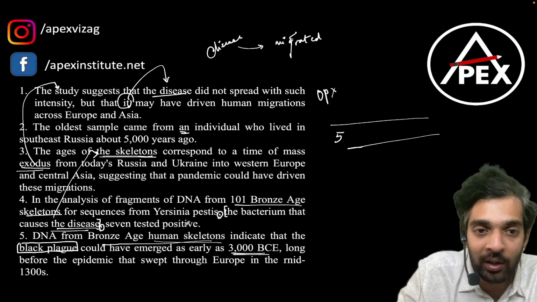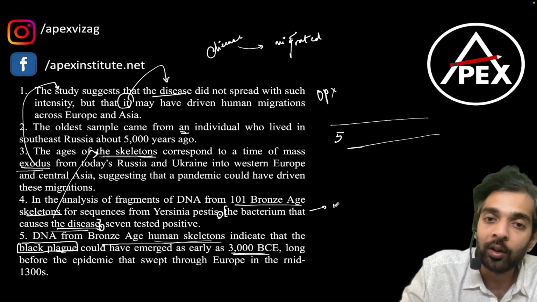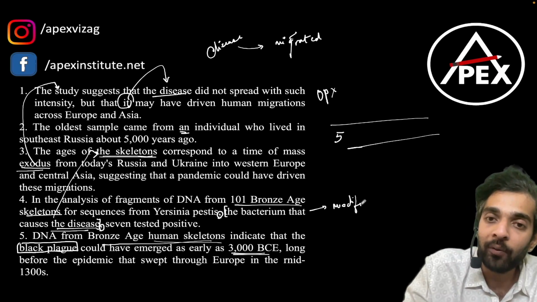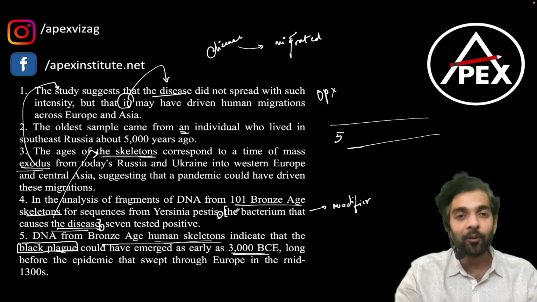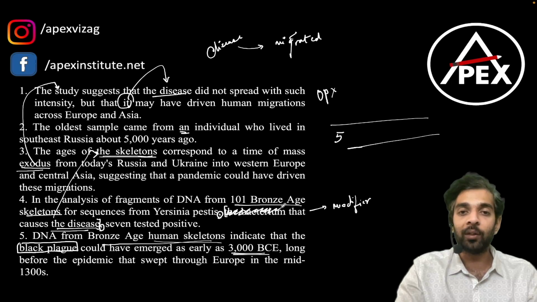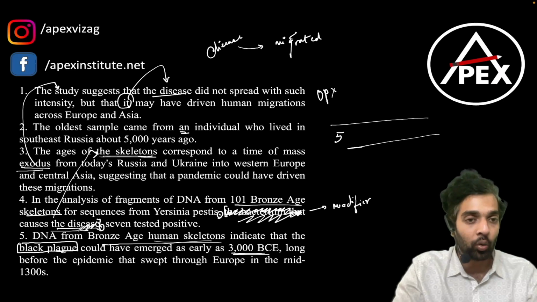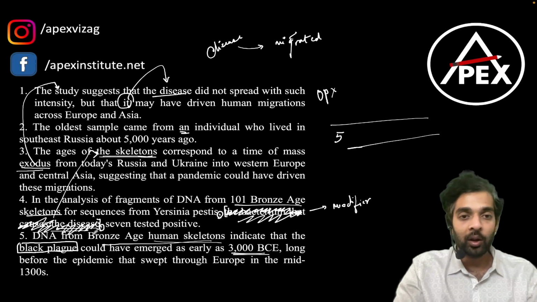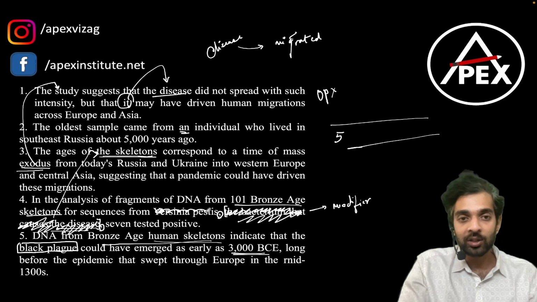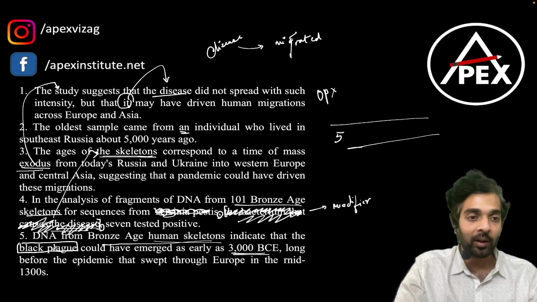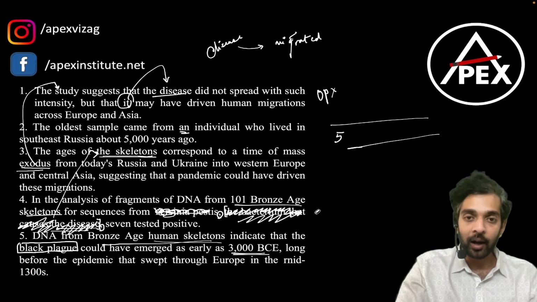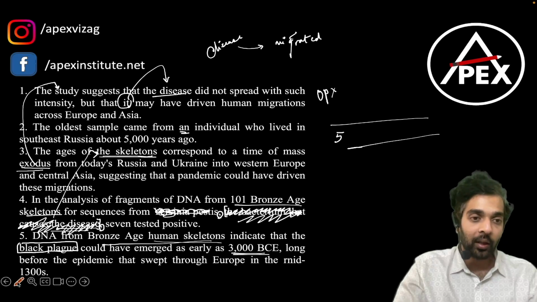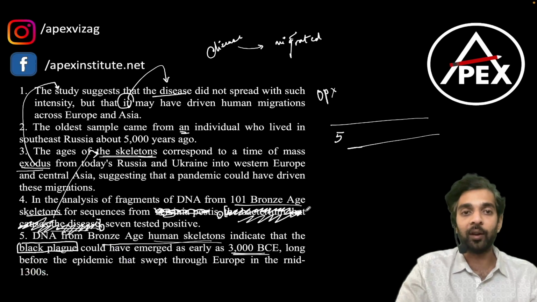So the thing between these two commas is something called the modifier. A modifier is nothing but an extra part of the information. Even if you leave that information out, you would still be able to understand the passage's meaning exactly the way it was intended to. So don't get confused about what this part is. Just understand from the fourth sentence that yes, there were 101 bronze skeletons, and out of that sample, 7 were tested as positive.